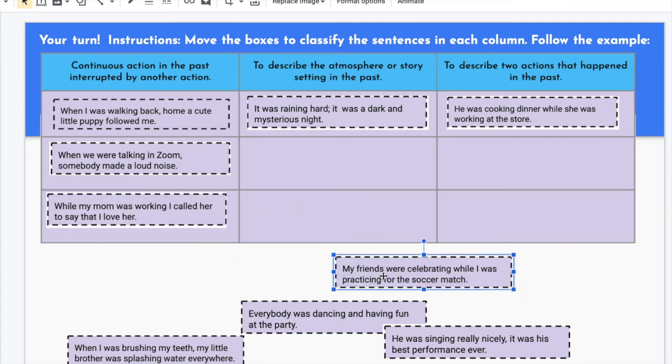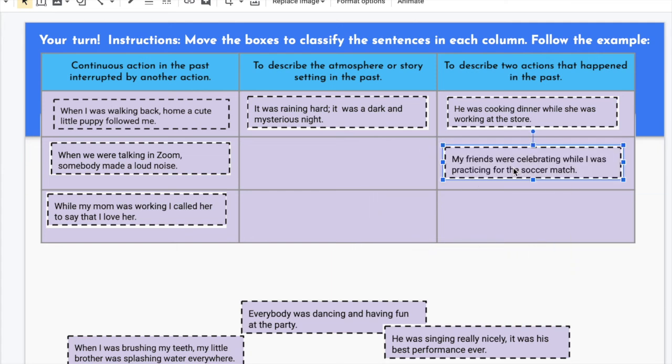Okay, this one. My friends were celebrating while I was practicing for the soccer match. We do have a keyword here, while, at the same time. So this action, the celebration, was taking place at the same time that I was practicing. So absolutely here, two actions that happened in the past.